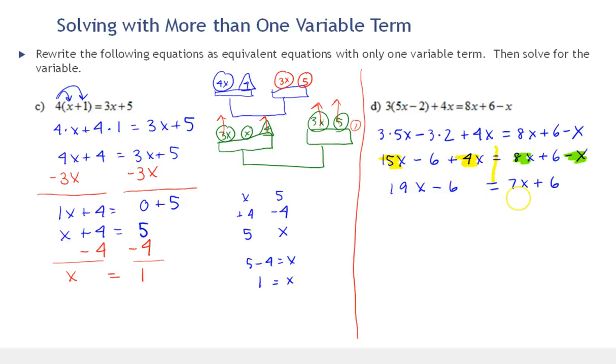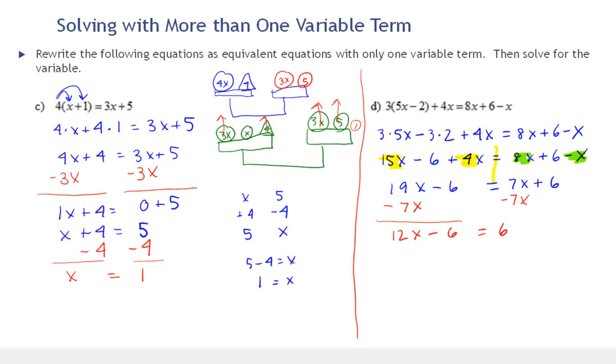So again, imagine these weights on the balance beam. On both sides, I'm going to subtract the 7x. On the left-hand side, 19 minus 7 is 12, so we have 12x minus 6. Here, 7x minus 7x cancels to 0x or 0, and then we have 6 on the right-hand side.